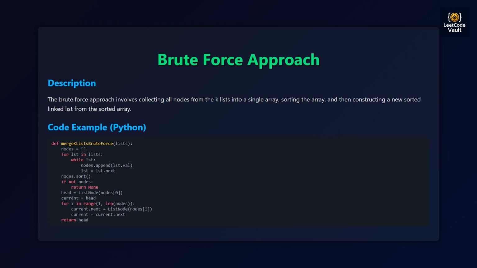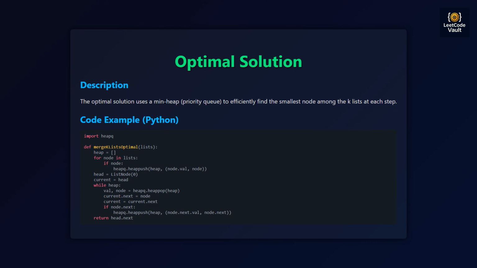If each list has n elements and we have k lists, the concatenation takes O of k times n time. Then, sorting this entire list would take O of k times n log k times n. This becomes quite slow as k and n increase. We're basically throwing away the initial sorted nature of the individual lists. So, while simple, this approach is not ideal for large inputs. Let's explore a more optimal way to take advantage of the fact that our input lists are already sorted.